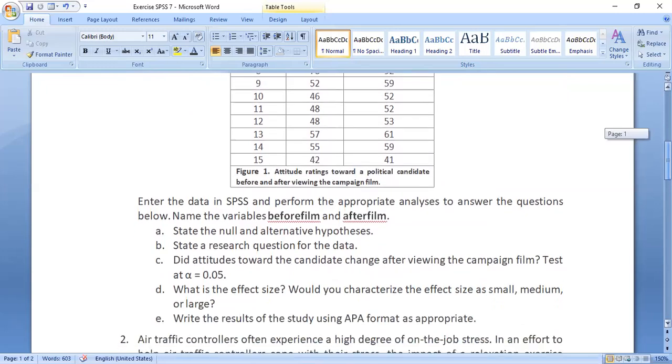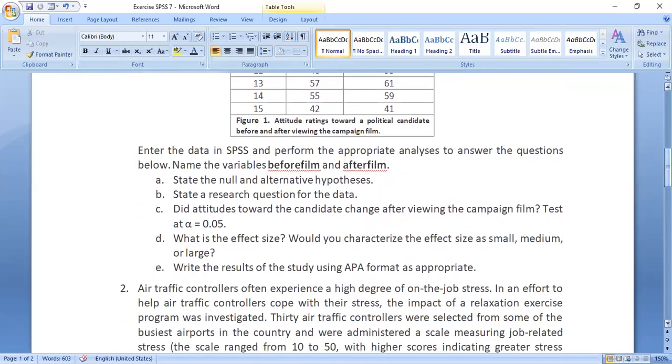Now coming to the questions. Here we have two variables, before film and after film. Those are the variables we'll be using. We have to state the null and alternative hypotheses, state the research question, and see whether at alpha equal to 0.05, that is at the 95% confidence level, the attitude changes after seeing the film campaign. We also have to see whether the effect size is small, medium, or large. And then we have to write the result in APA format. So that's the question before us.